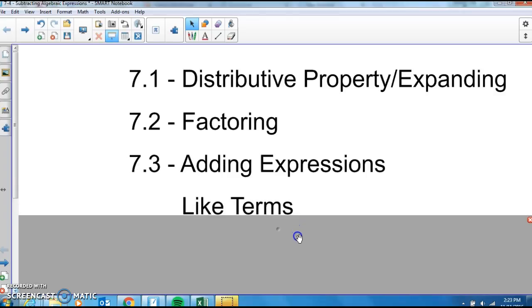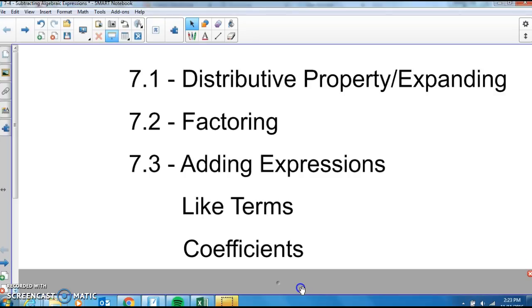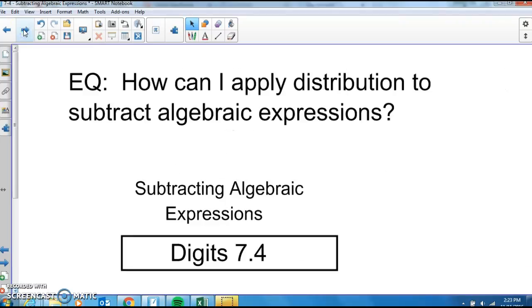Then we moved on to 7.3, which dealt with adding expressions. That's what we did on Friday. Within that lesson, we talked about like terms having the same variable. They have to have the same exponent. We talked about coefficients. So today, we're going to move on to 7.4.